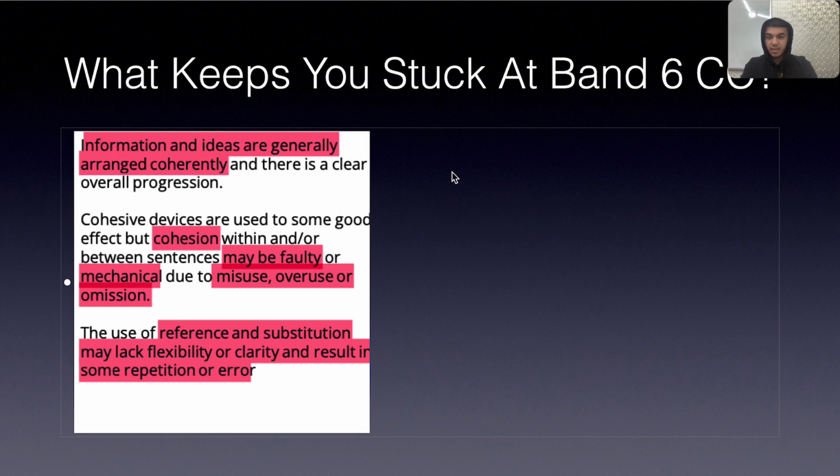Again, information and ideas are generally arranged coherently. Cohesion within and or between sentences may be faulty or mechanical. Again, we talked about it. Cohesion, right? Using cohesive devices on repeat, just using one cohesive device, making a sentence, another cohesive device, and then another sentence. So yeah, that's what you need to avoid.